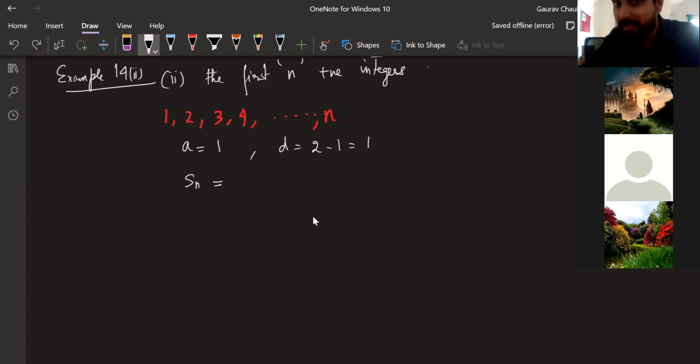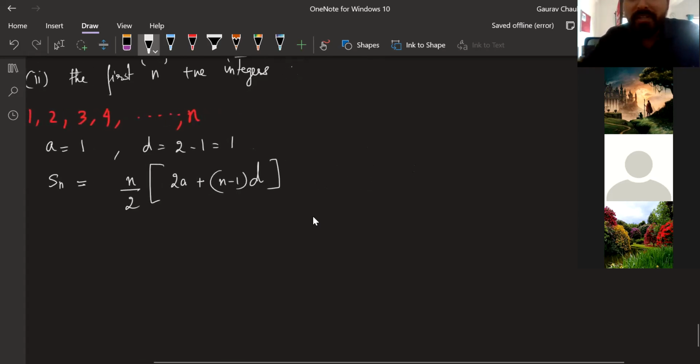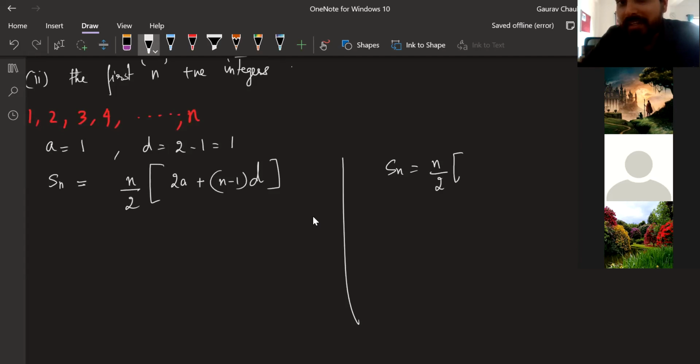So I'm going to do the same exact thing. I'm going to do n by 2 into 2a plus n minus 1 into d. You can do it this way also. You can do Sn is equal to n by 2 into a plus l also. Whichever one you want, you choose that. Every time you will not be able to do both, but right now you're able to. So I'm going to do the second method, just because it looks simple.